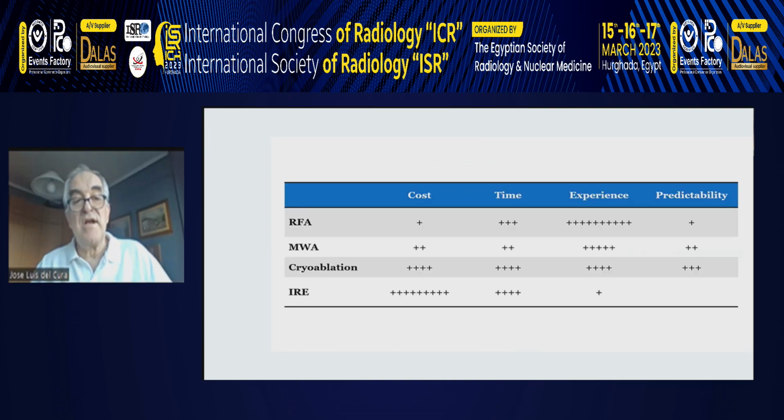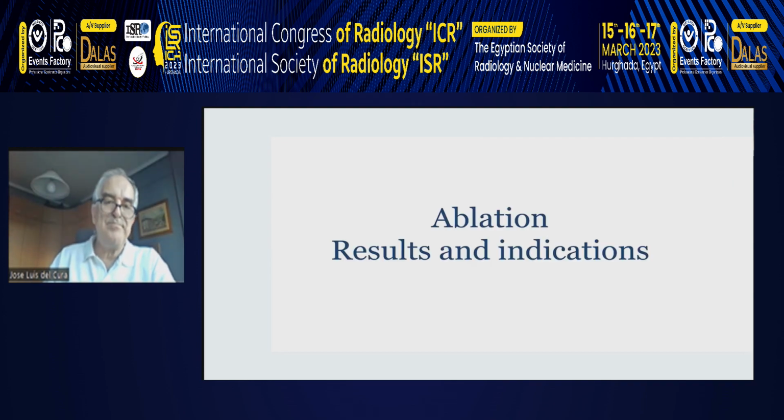So if we compare techniques, the most used are microwave and radiofrequency ablation. The cost of both of them is relatively affordable, and the microwave has the advantage of the short time required to perform the procedure, and the higher predictability. And well, cryoablation appears as a challenger in the near future, probably.